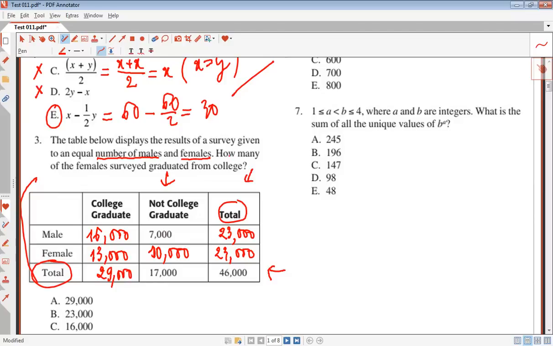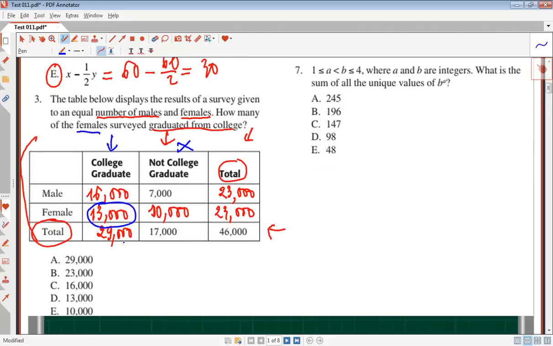The question is how many of the females graduated from the college? We will not look here. The final result is in this column. Graduated females must be here. It is option D.